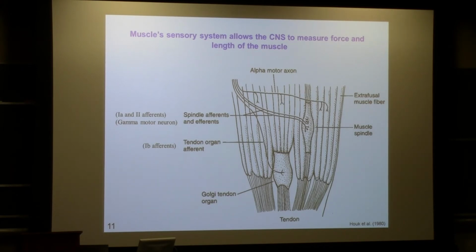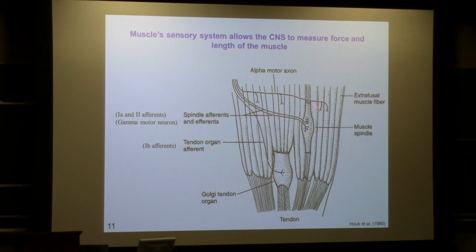Okay. So let's now talk briefly about the afferent system. The information that needs to come to your spinal cord tells you two kinds of information: what is the length of the muscle, and what's the force that that muscle is producing?